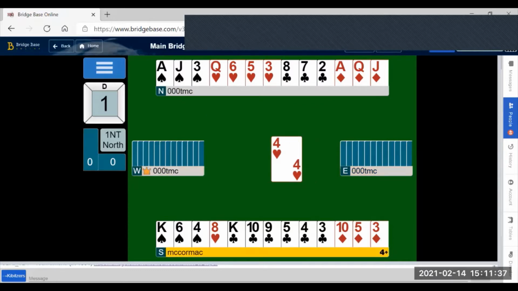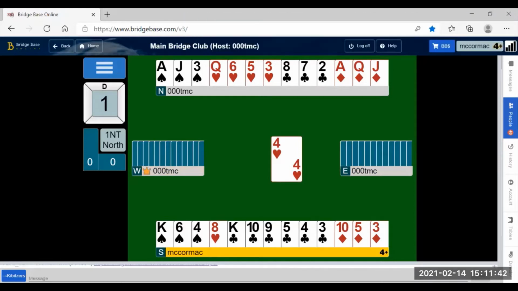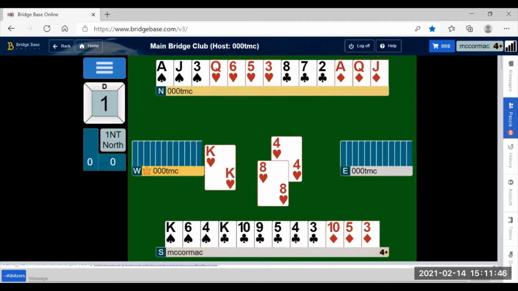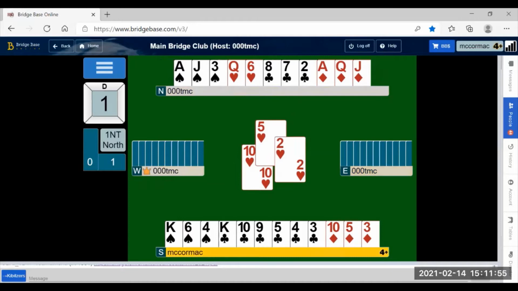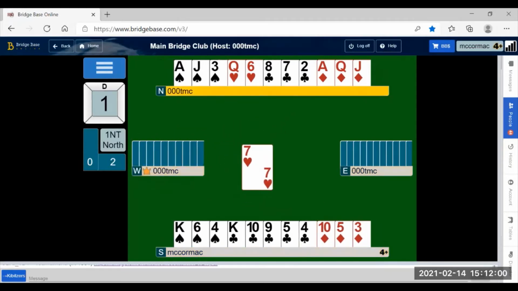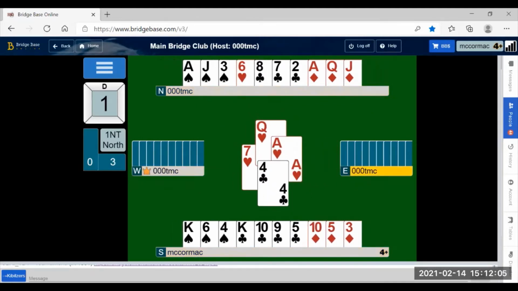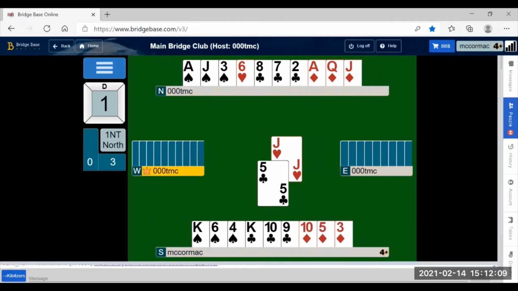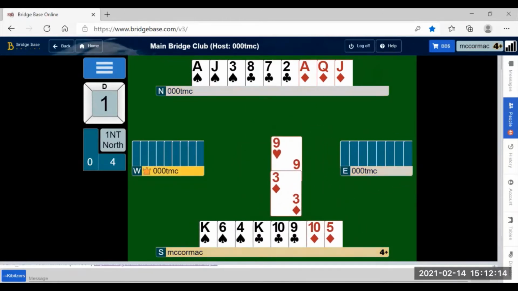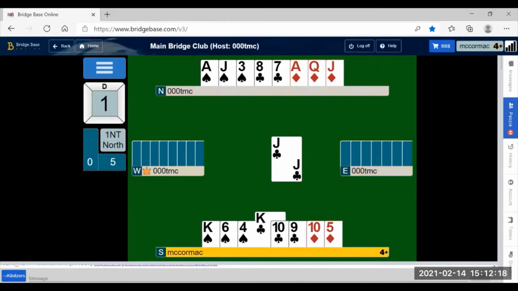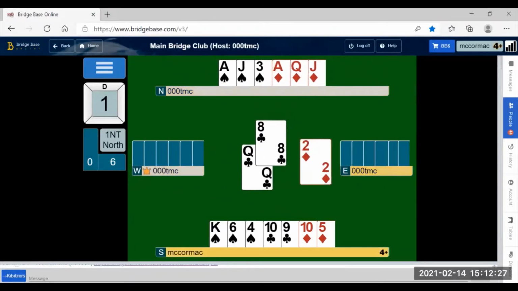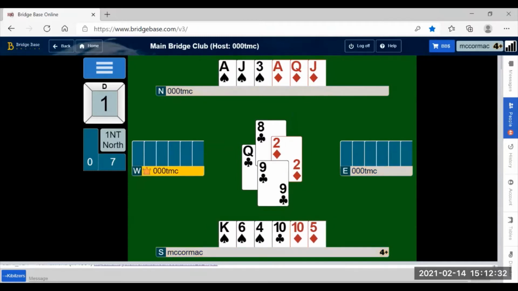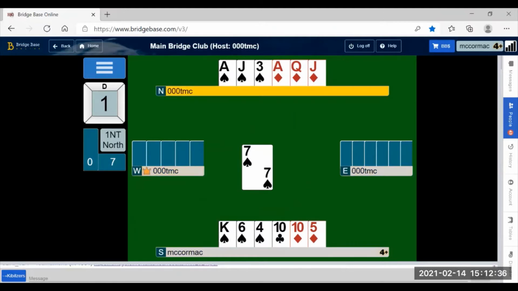As the play proceeds, we'll see that North is in difficulty in one no trump in the play of hearts. Doesn't matter whether North plays the queen or doesn't play the queen. And we still need the successful diamond finesse to make six tricks and go one down.